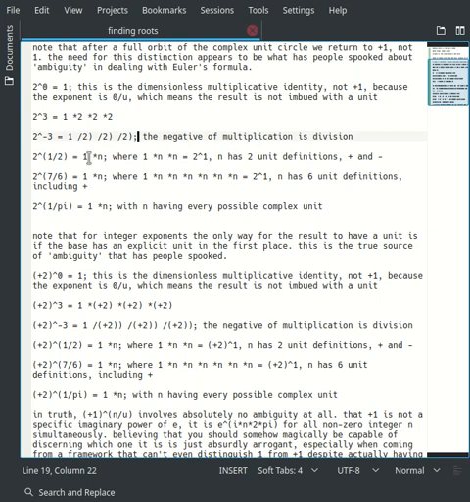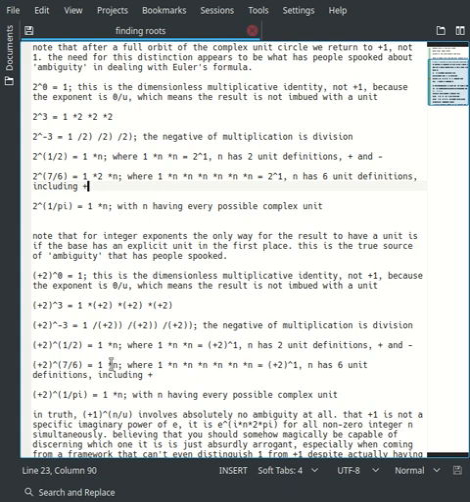2 to the 1/2 gives us 1 times n, where 1 times n is 2 to the first. So these two n's here is the 2 in the denominator of that fraction. Right? So over here I show it a little bit better. But note, n has 2 unit definitions. It can be positive and negative. And 2 to the 7/6, where 1 times is 1 times n, where, oh wait, I did that wrong. There we go. Now it's right.